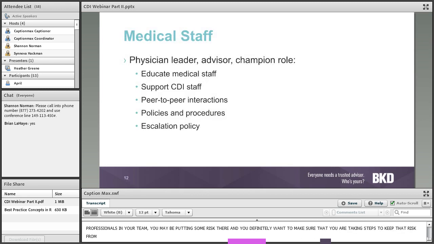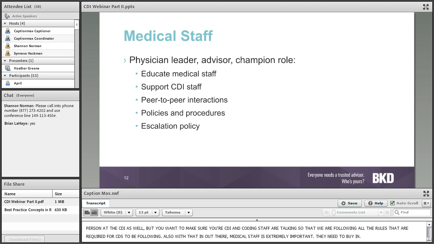If you leave out any of these professionals in your team, you may be putting some risk there, and you definitely want to make sure that you are taking steps to keep that risk from happening. You lose a point of view, so you definitely want to make sure that that information is there. You may not be able to have a coding person that's on the CDI team as well, but you want to make sure that your CDI and your coding staff are talking so that we are following all the rules that are required for CDI to be following.